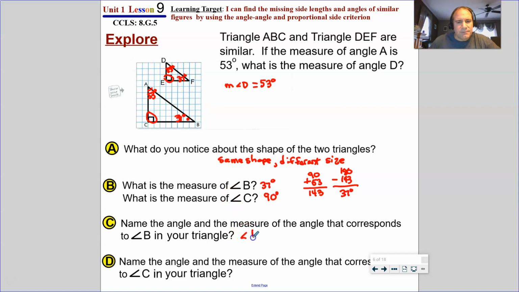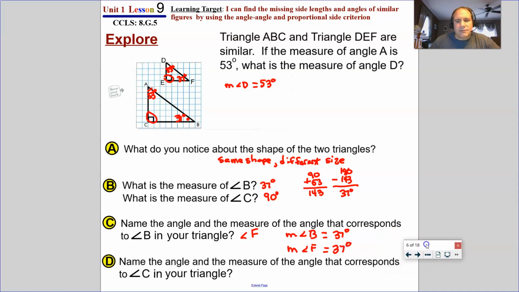So we're going to talk about, right now, putting full screen up, the measure of angle B and F. Angle F corresponds to B. All right, and the measure of angle B equals 37 degrees. The measure of angle F equals the same thing.